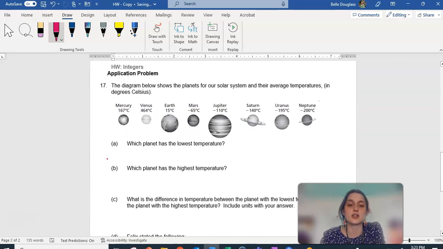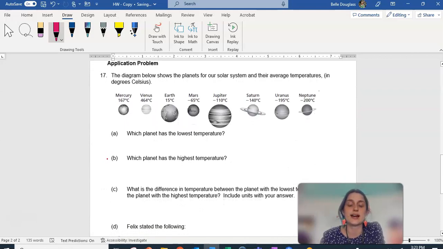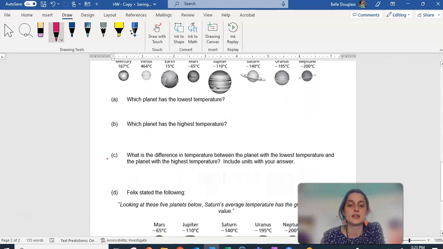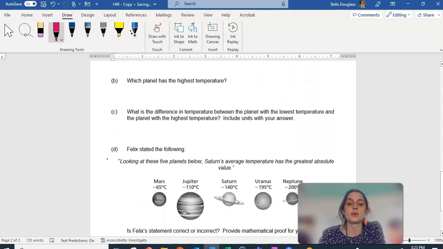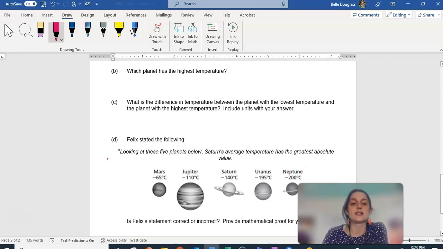On the application section, we are looking for lowest and highest temperatures of the planets. You can figure out which number is the lowest and which number is the highest. Difference means we are subtracting between those two numbers. Remember that when you subtract a negative, it really means you are adding.